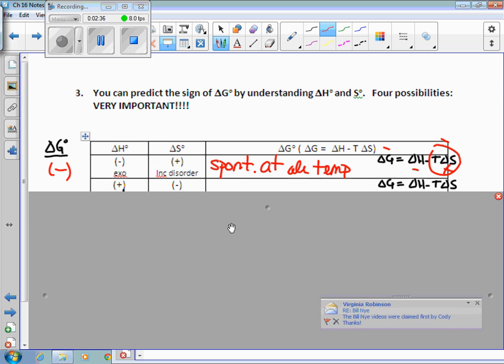So for instance, a combustion reaction fits the bill. It releases heat and it creates more disorder. So combustion reactions are always spontaneous no matter what.